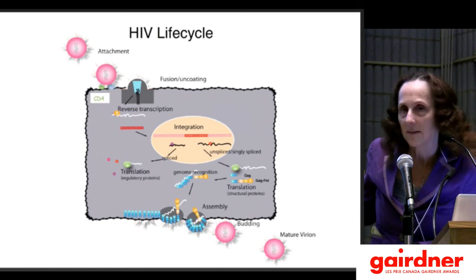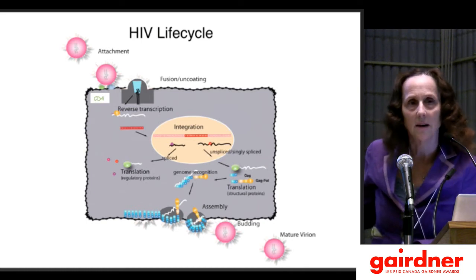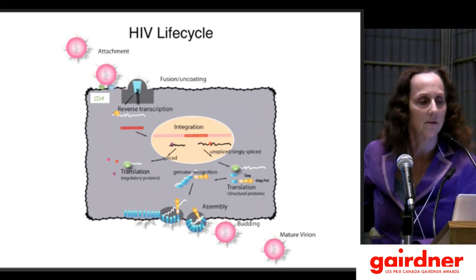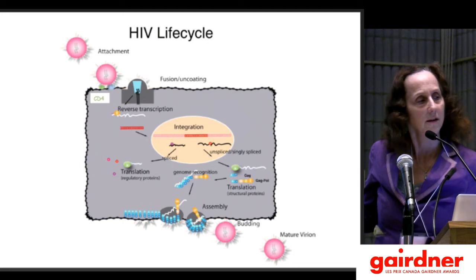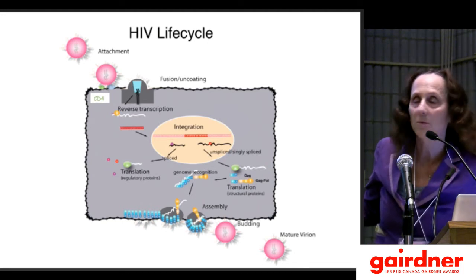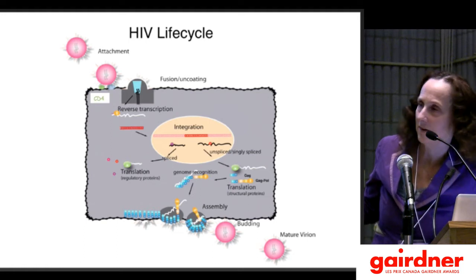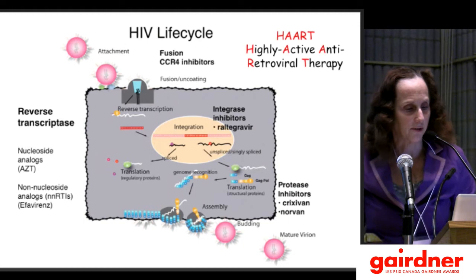It gets into the cell, reverse transcribes its RNA genome, and then that gets integrated into the nucleus of the cell. And then when it wants to make more virus, it transcribes and translates its proteins and buds out of the cell. Goes on to infect a new cell.